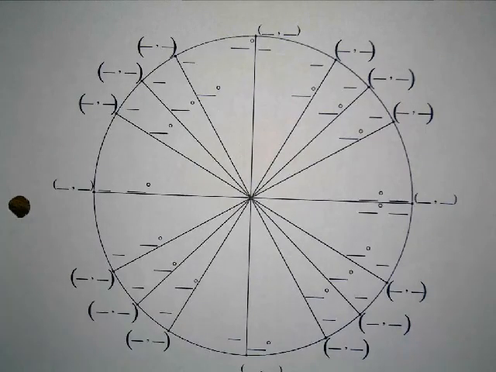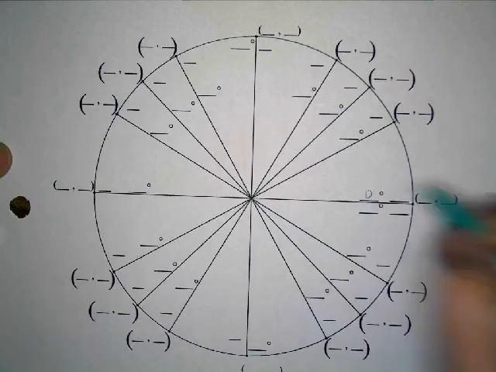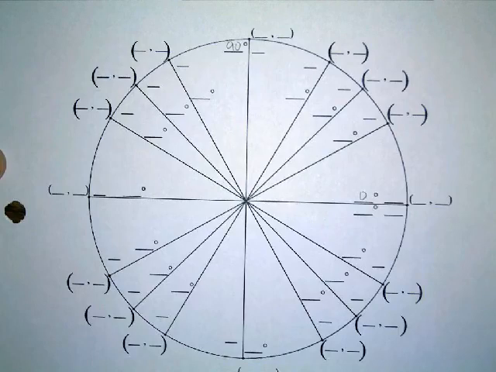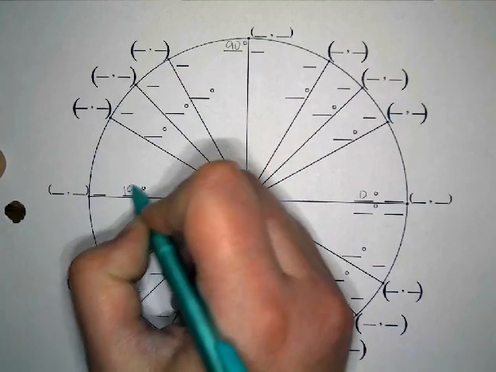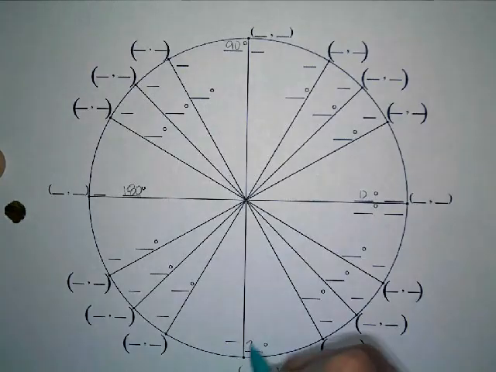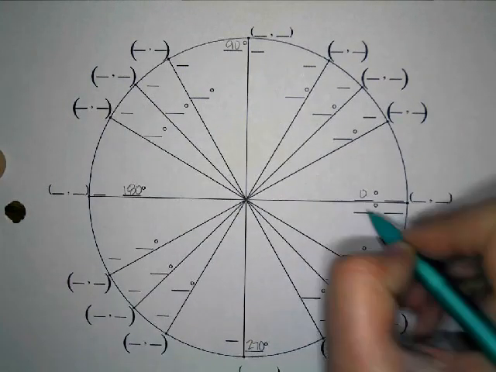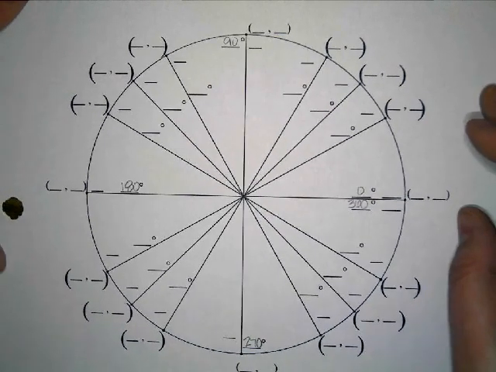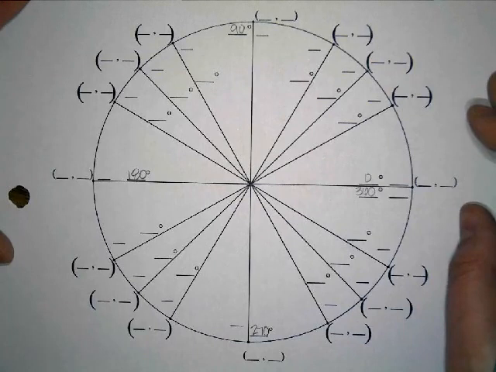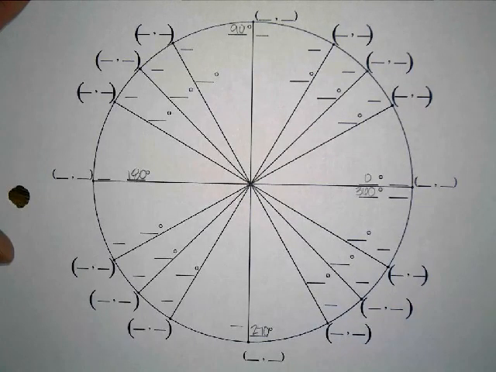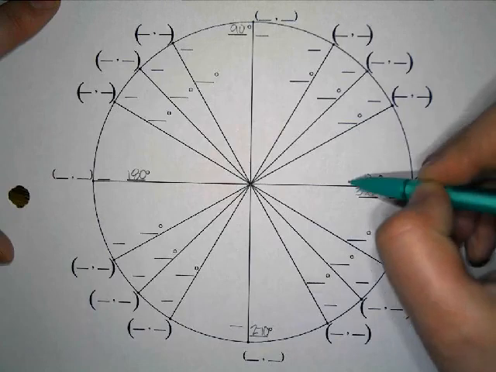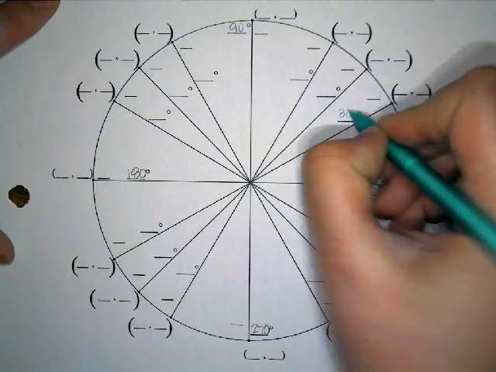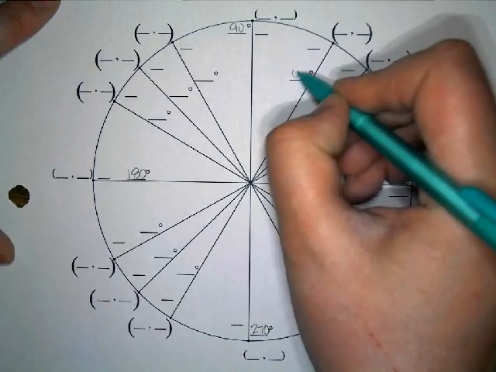Okay, let's do those ones. So we're going to do 0 degrees, 90 degrees, 180, 270, 360. Okay. What other degrees can we fill in pretty easily? Okay, so we've got the 30. This is backwards 30. So up 30 degrees, backwards 30 degrees.